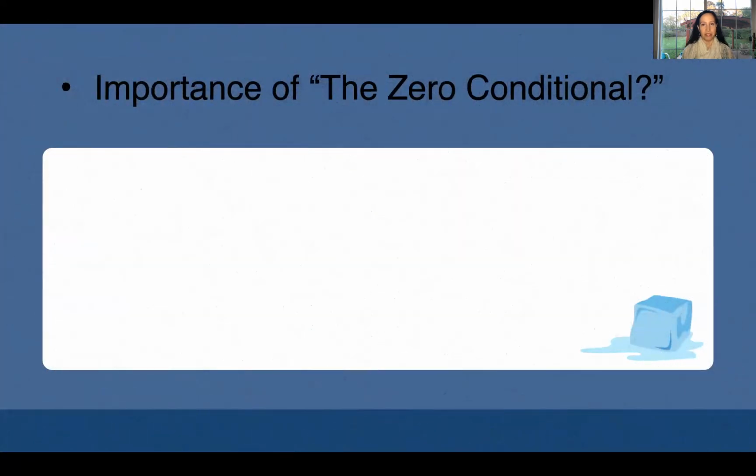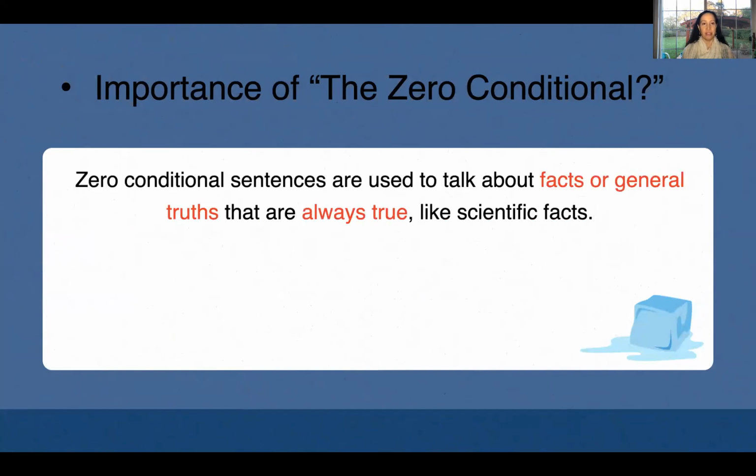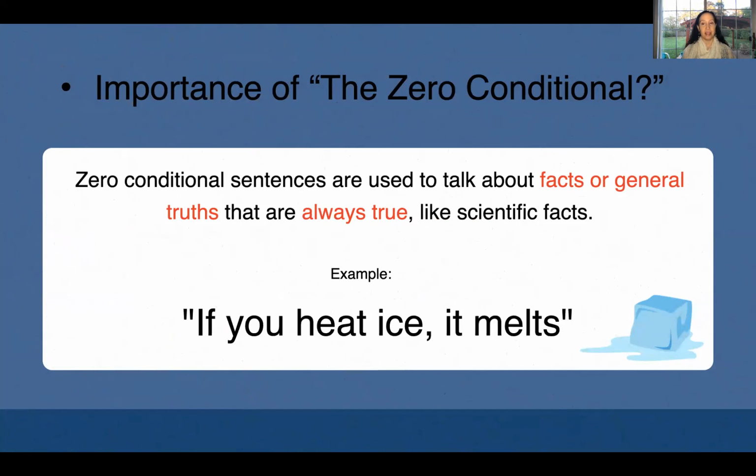The importance of the zero conditional. Zero conditional sentences are used to talk about facts or general truths that are always true, like scientific facts. For example, if you heat ice, it melts. Okay, so if you heat ice, it melts. That's your zero conditional, and that's the importance of it, just like scientific facts, because it's always true.